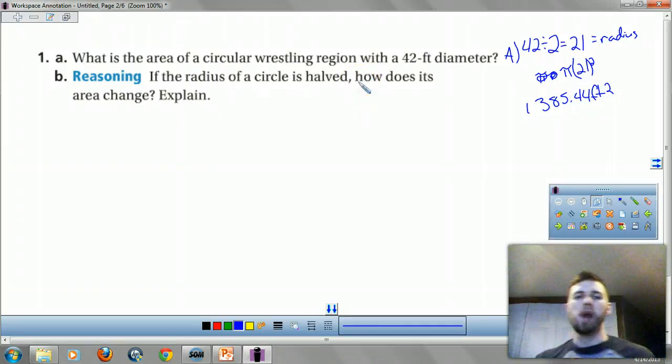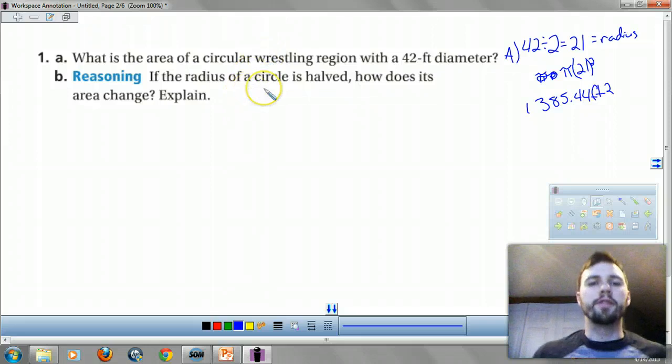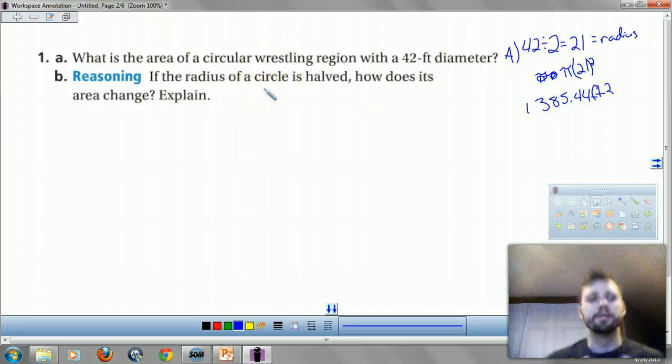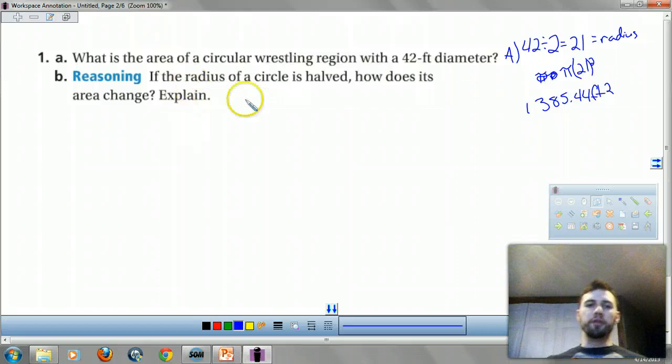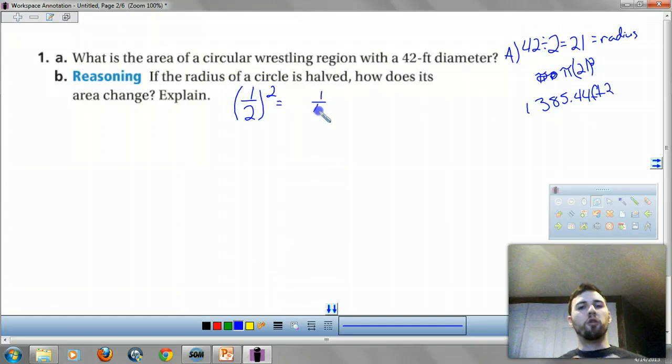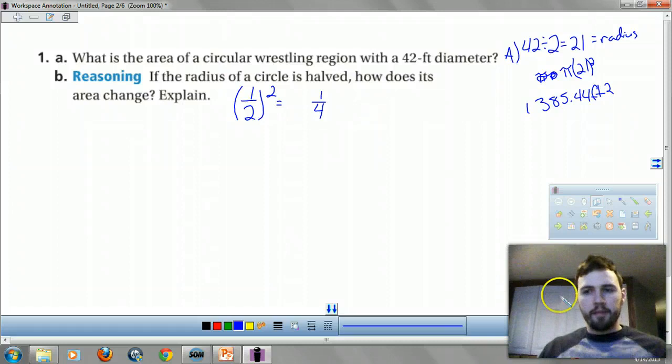Now, if the radius of a circle is cut in half, how will its area change? That's a good question. Well, we know if we have a scale factor like a half, for area, we have to square it. So it'd be a quarter as much. So you just have to square it. Yep. Good.